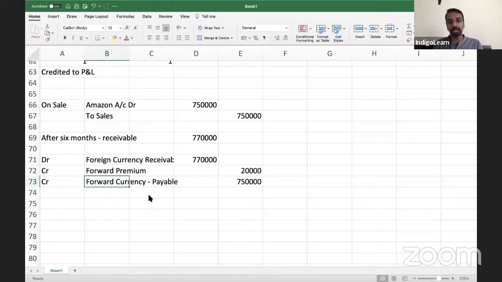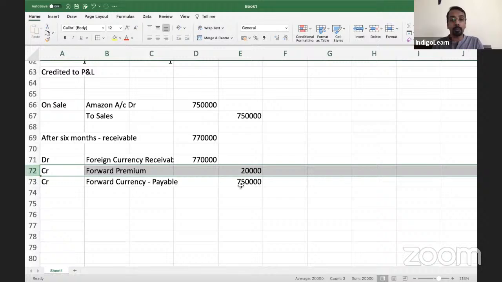These entries will not be tested in the examination. I'm just showing you how these entries are passed. Now this forward premium of 20,000 will be transferred to the P&L over a period of 6 months. So 3 months, that is 10,000 will go in this period, 10,000 will go in the other period, right? This is the gist of accounting standard 11.